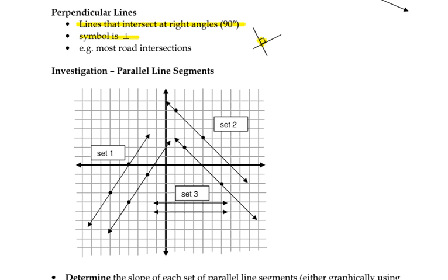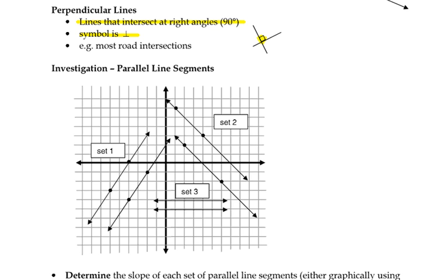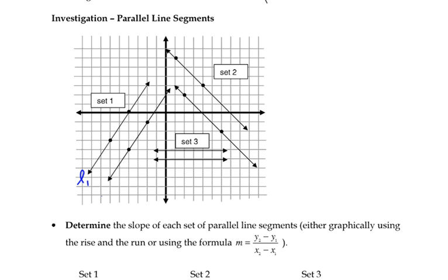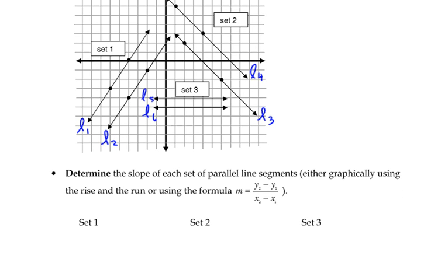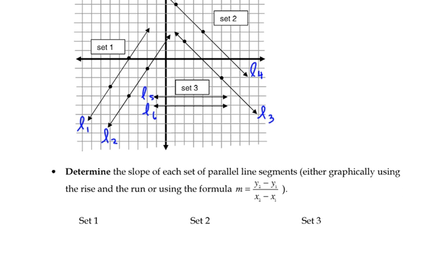So can you label the following lines? Our set 1, we'll call this guy L1, line 1. The second one L2, line 2. Line 3 and line 4. And then L5 and L6. So we're just going to label our lines, which one's which. And so what we're going to do is find the slope of each line. Now it says either rise over run or using the formula. Let's use rise over run.